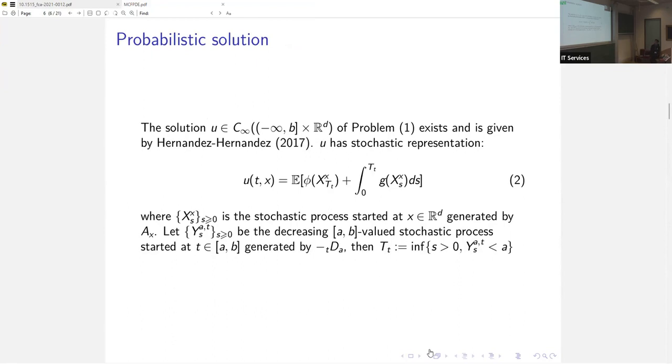Here, capital X is a stochastic process generated by A_X, and for the stopping time T, first we define the process Y, a decreasing stochastic process generated by D, and the stopping time T is the passage time of Y crossing A. Okay, that's the solution U.